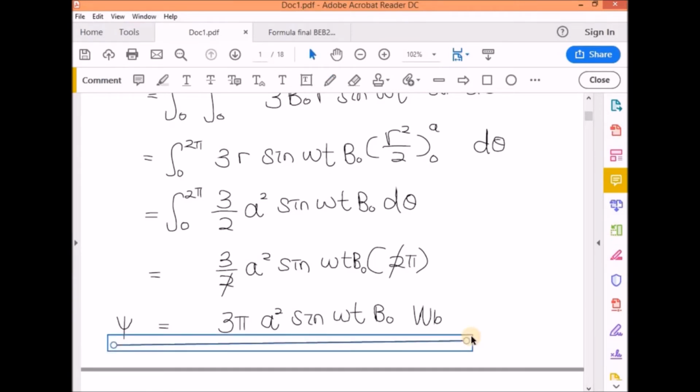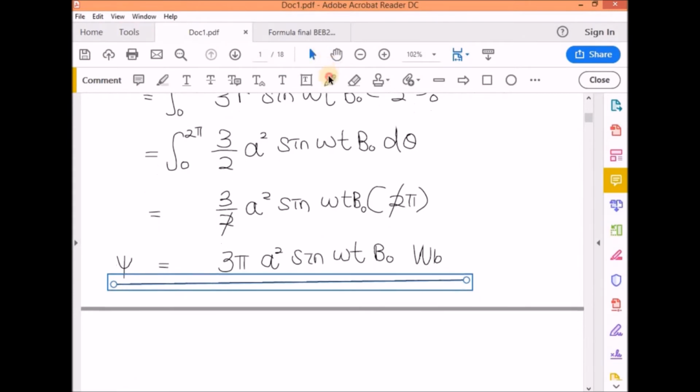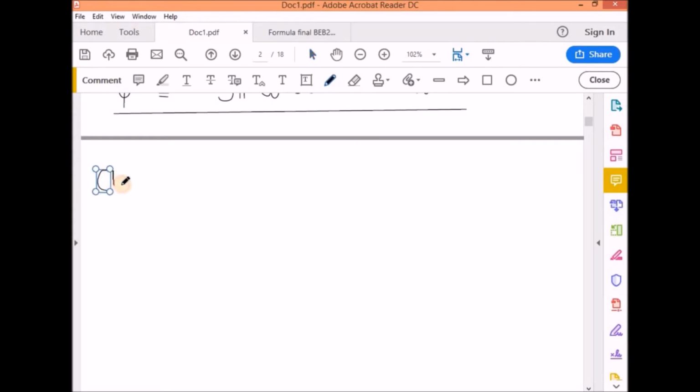Who cannot get it? Okay, let's look at B, what they want. B, the transformer EMF, when N equals this one, B naught is given as this one, A is 10 centimeter, and omega is 10. They give you all the values of the parameters. So what is the formula for the transformer EMF? There is one equation that you have to remember.